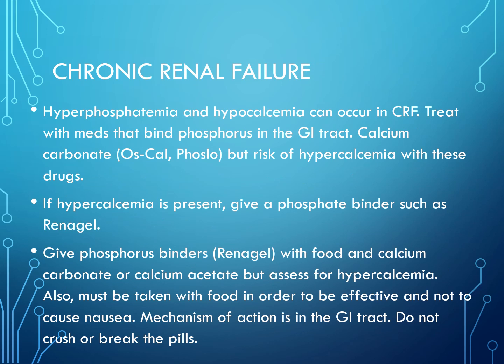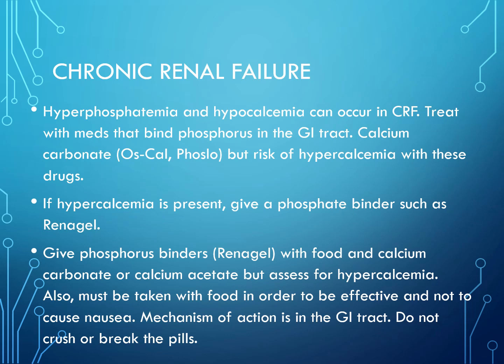So hyperphosphatemia and hypocalcemia occur, like I said. You're going to be treating the increase in phosphorus with medications that bind the phosphorus in the GI tract. Calcium carbonate, such as Oscal and PhosLo, are used. These drugs have calcium in them, but if the patient is at risk for hypercalcemia, then you may not want to use these. The physician may want to order something different.